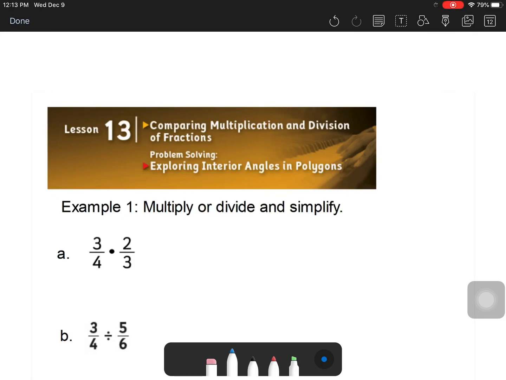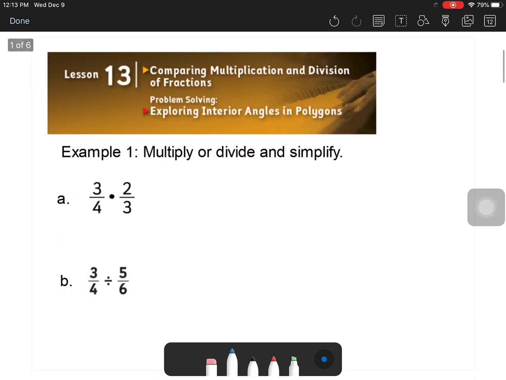Hello, TransMath class. We're going to take a look at lesson 13, and in this lesson we're going to just compare some of the rules for multiplying and dividing fractions, and also there is an activity where we explore the angles in different polygons, mostly in a square and in a triangle. When we change one of the angles, how does that affect the rest of the polygon?